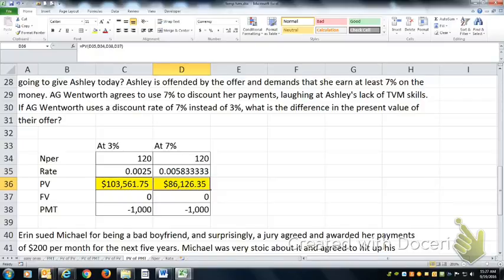It's less money because $86,000 deposited today, if it's earning 7%, would grow to be the equivalent of $103,000 that's only earning 3% per year. All right, so notice as the interest rate went up, the present value went down.